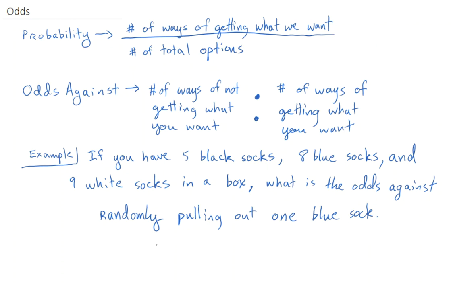The number of things that we want comes second. So we want 8 blue socks. But what comes first is what we don't want. So that's going to be the 14 that we saw before. So we just flip-flop the numbers.